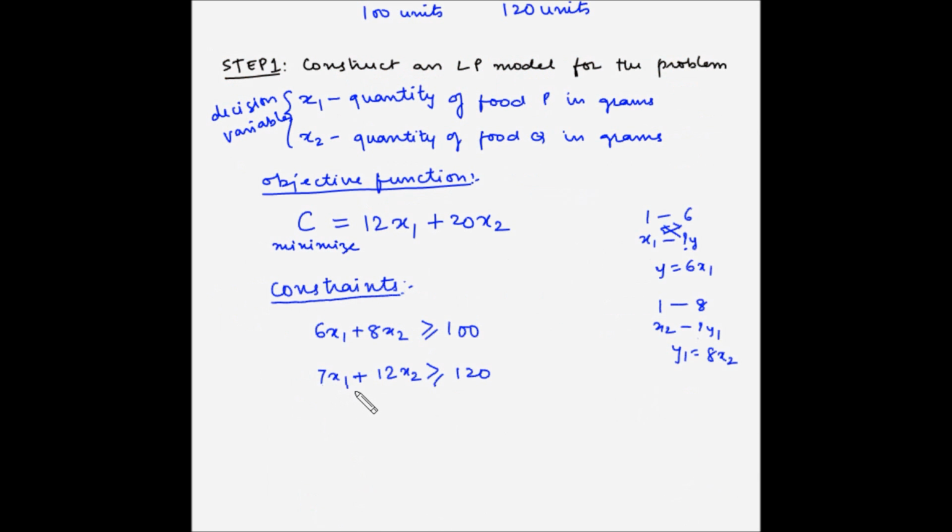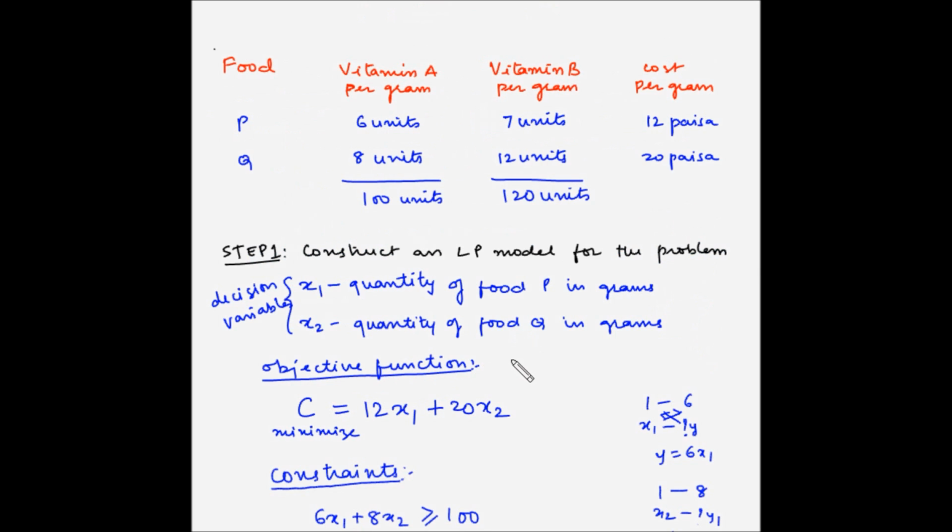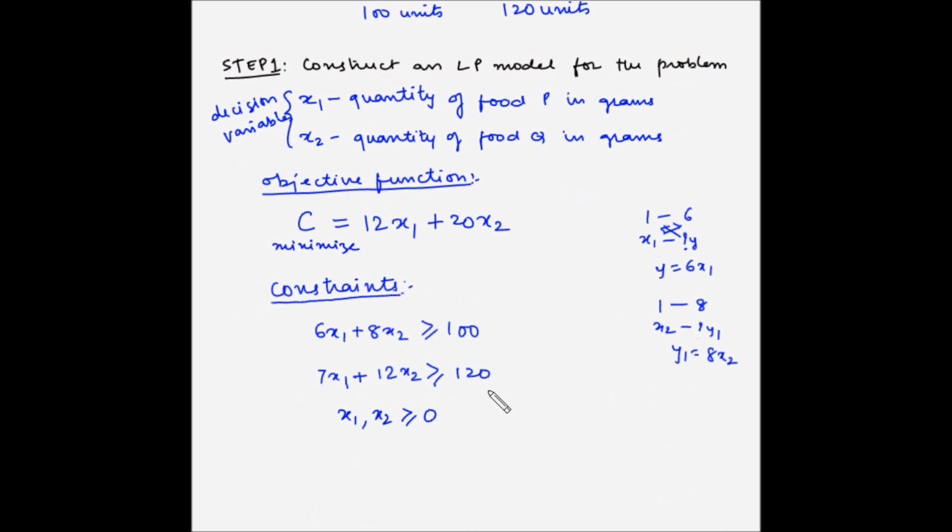And also one of the constraints is that the decision variables x1 and x2 should be greater than or equal to 0. So this becomes our LP model. We have x1 and x2 as the decision variables. We have the objective function to minimize C, and we have these two constraints.